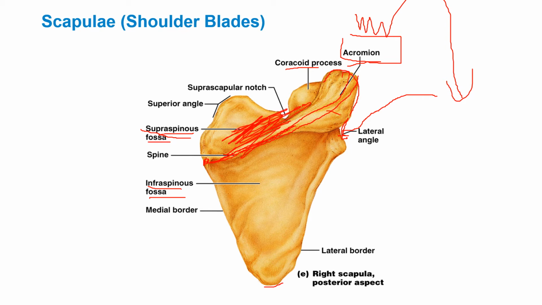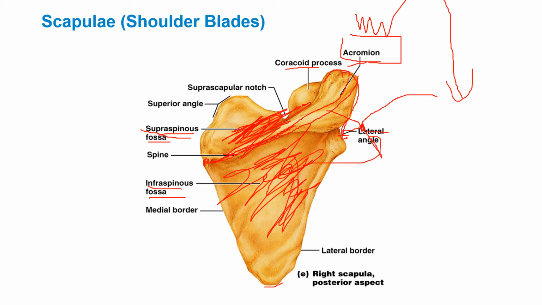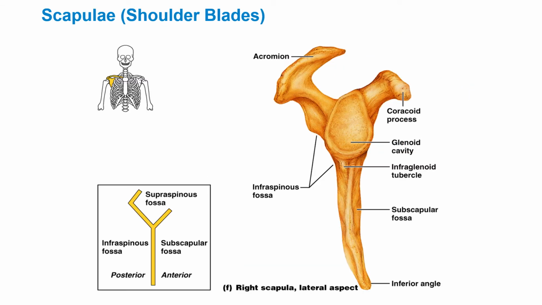It goes all the way through, comes around and attaches to the humerus. The next one is the infraspinatus muscle, which is a big muscle, comes around and wraps around and attaches to the humerus. So those are two of them. Supraspinatus, that's S. I is infraspinatus, found in the infraspinous fossa. Supraspinatus found in the supraspinous fossa. And then our next one is going to be the subscapularis, which is found in the subscapular fossa.